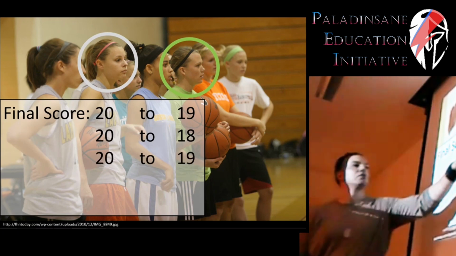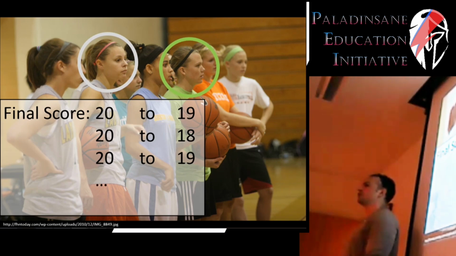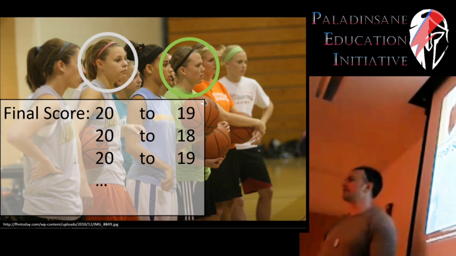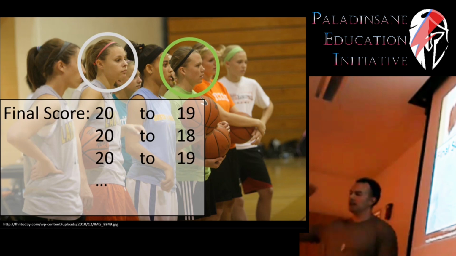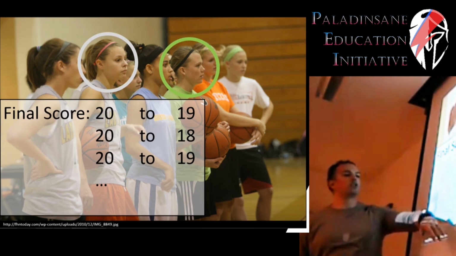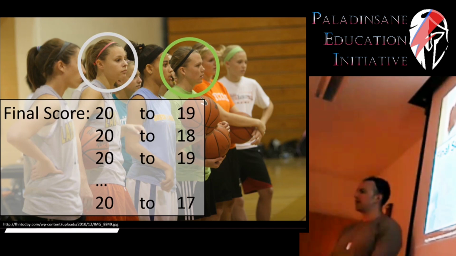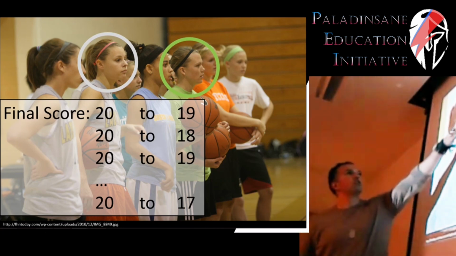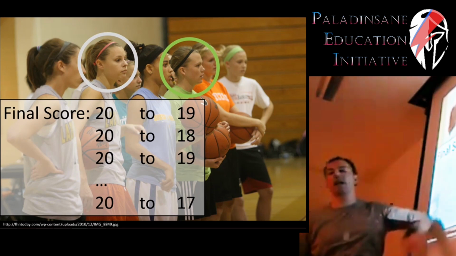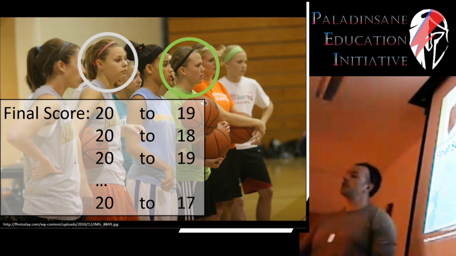Third game, she once again wins 20-19. Fourth game, she wins 20-18. Fifth game, 20-17. Sixth game, 20-19. Seventh game, 20-18. You keep going. She wins every single game. She wins the final game 20-17. So in this case, she has won 100 games in a row by a small margin, but 100 in a row.